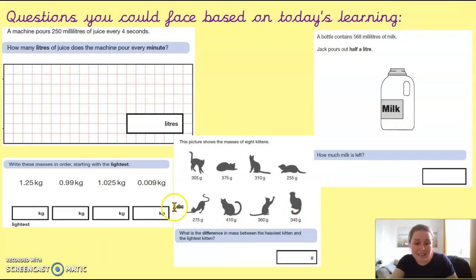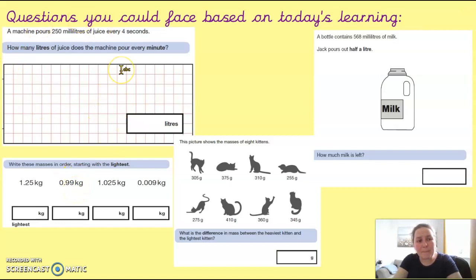So from the easiest kind of thing that you might have, this was got a whole lot of weight of kittens, and it asks what's the difference in mass between the heaviest and the lightest. So you're going to find the heaviest and the lightest, take it away so that you get the difference between. That's relatively simple. Moving up to something like this where you're going to order, again, it's relatively simple. You're just thinking about which numbers are the biggest. Look at each digit in turn.